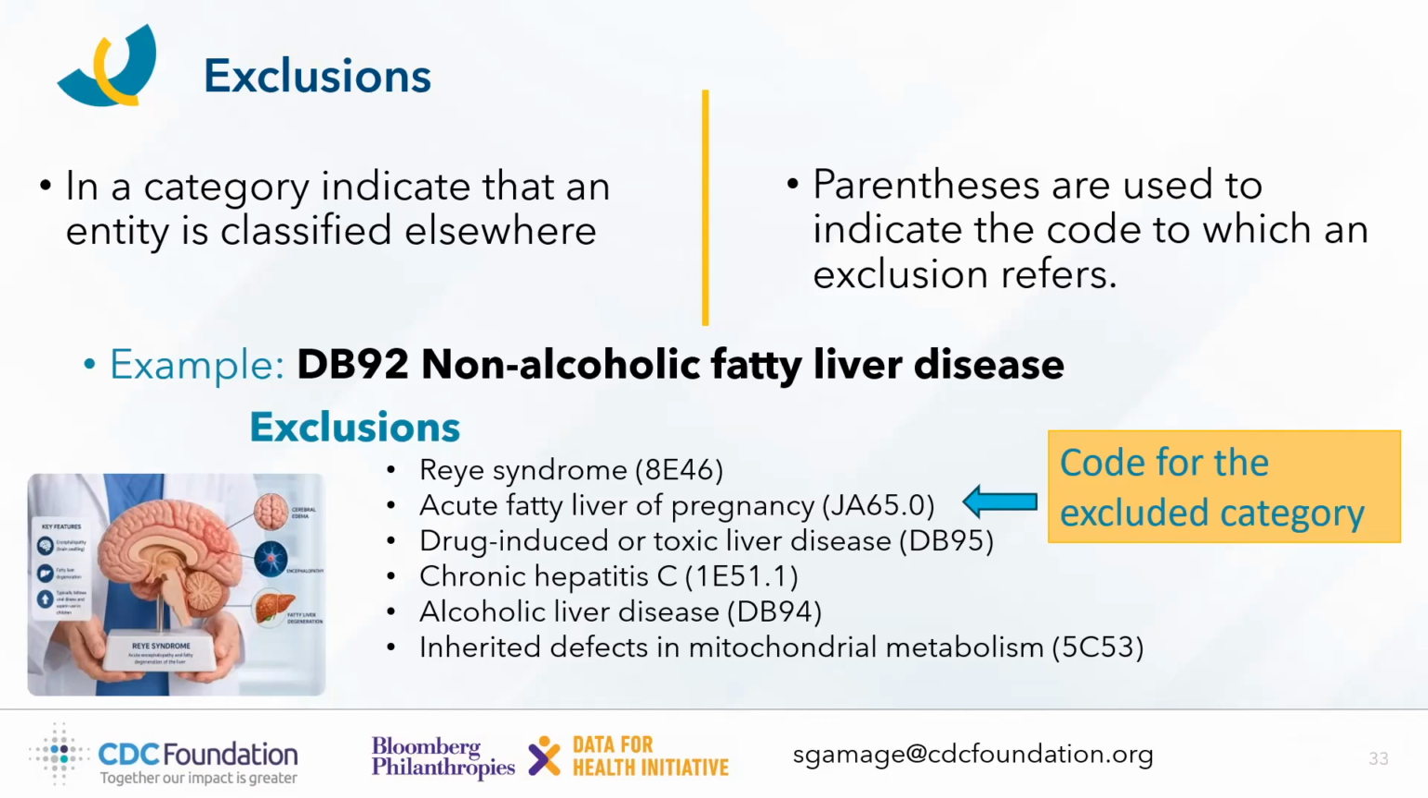For example, acute fatty liver of pregnancy is excluded from DB92, non-alcoholic fatty liver disease. And the code for the excluded category is provided within parentheses, JA65.0. So this means acute fatty liver of pregnancy should not be coded under DB92, non-alcoholic fatty liver disease, and it should be coded under JA65.0 under the chapter of pregnancy and childbirth.